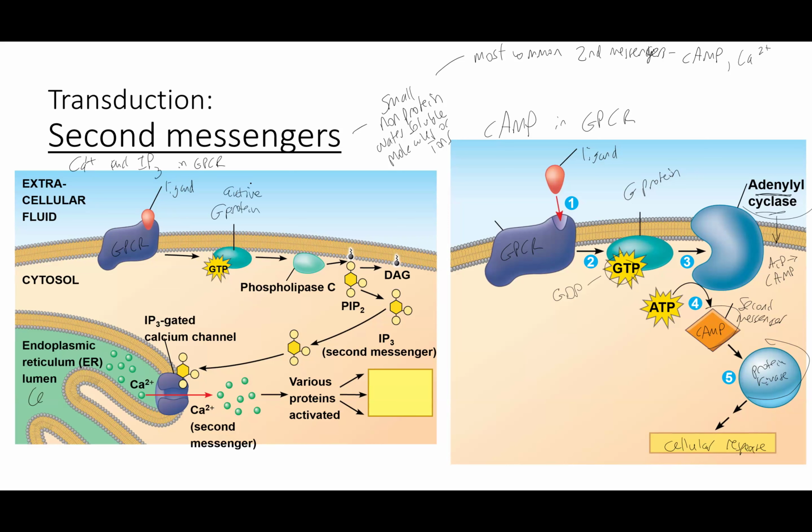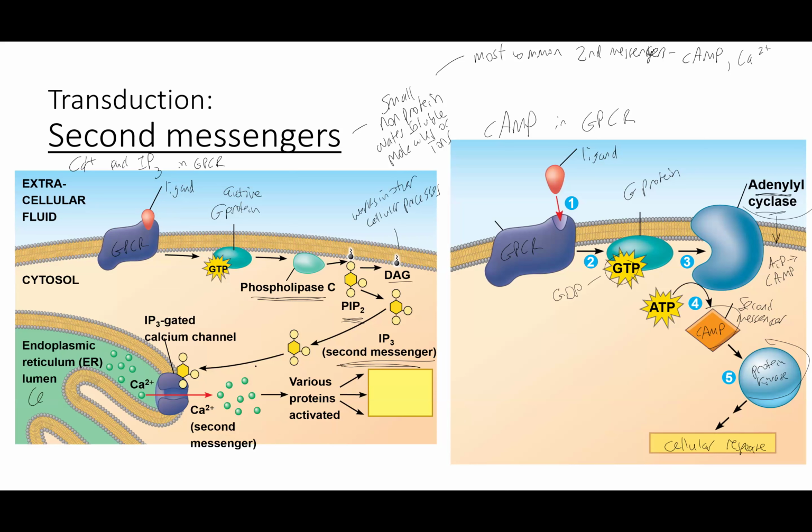That's going to interact with this molecule, which is an enzyme, but it's not a transmembrane protein enzyme. It's a peripheral protein enzyme, phospholipase C, which is going to act on PIP2 and break PIP2 into 2 different molecules. One is DAG, which works in other cellular processes, but this IP3 acts as a second messenger.